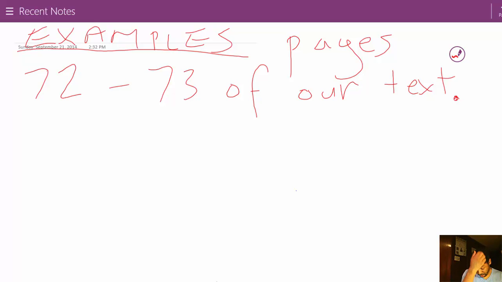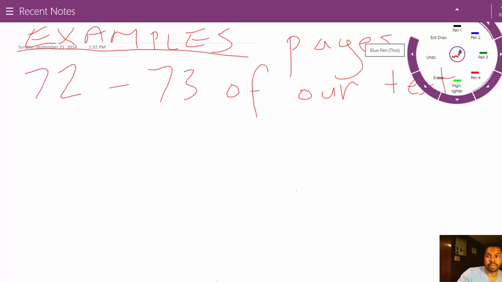So let's look at the problem that they have on page 72. Please copy this in your notes also. On page 72, they show us how to multiply decimals.